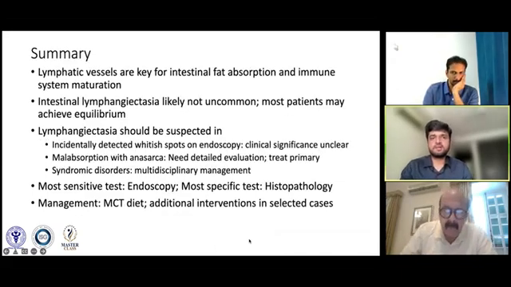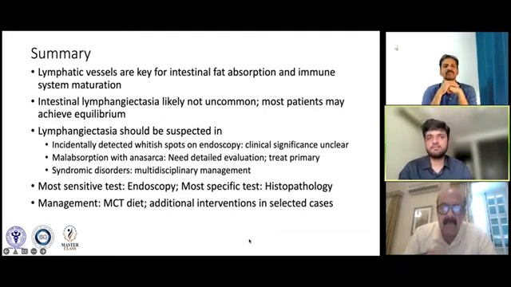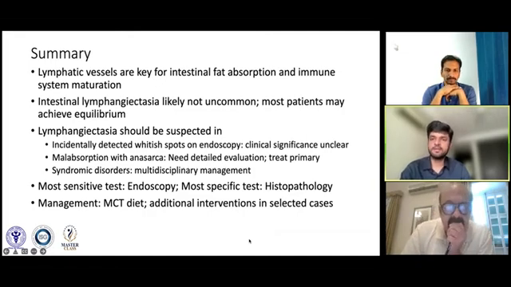So to summarize, lymphatic vessels are key for intestinal fat absorption and immune system maturation, and the gut has a very important role to play here. Intestinal lymphangiectasia per se is likely not uncommon. However, most patients we see who have whitish spots on endoscopy are in a compensated equilibrium state, and they usually do not require any treatment or any particular intervention.